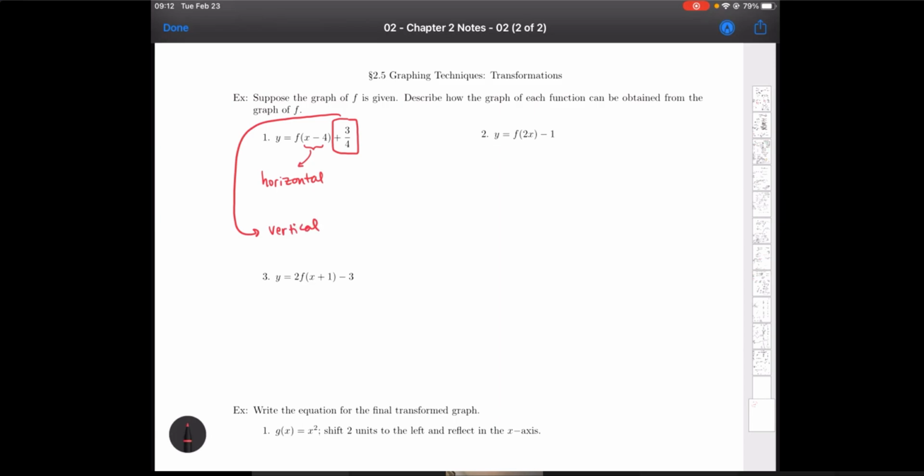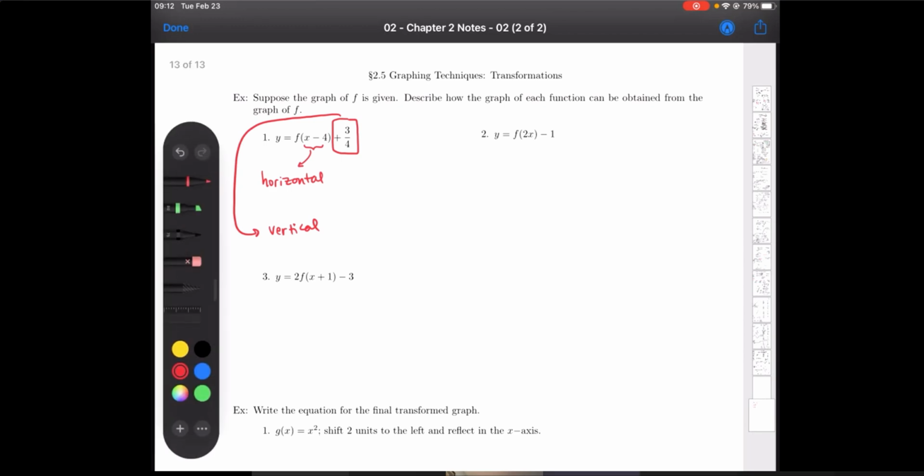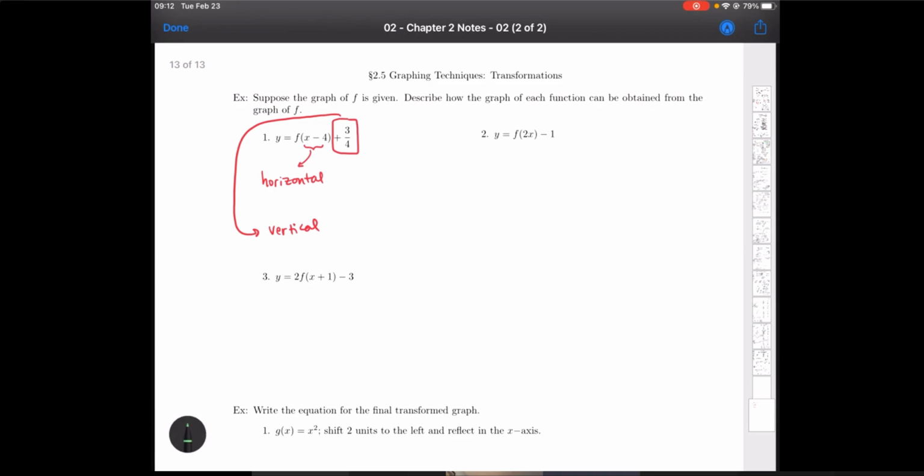Back to the horizontal. Is that a stretch, shrink, or just pushing left, right? Let me highlight. Just moving left or right. It's moving left or right. And we can tell that by the fact that it's a negative. So it's some sort of addition or subtraction, right? So is this going to move to the left or to the right? To the right. Good, because it's on the inside. It's opposite what our intuition says. So horizontal right, 4 units.